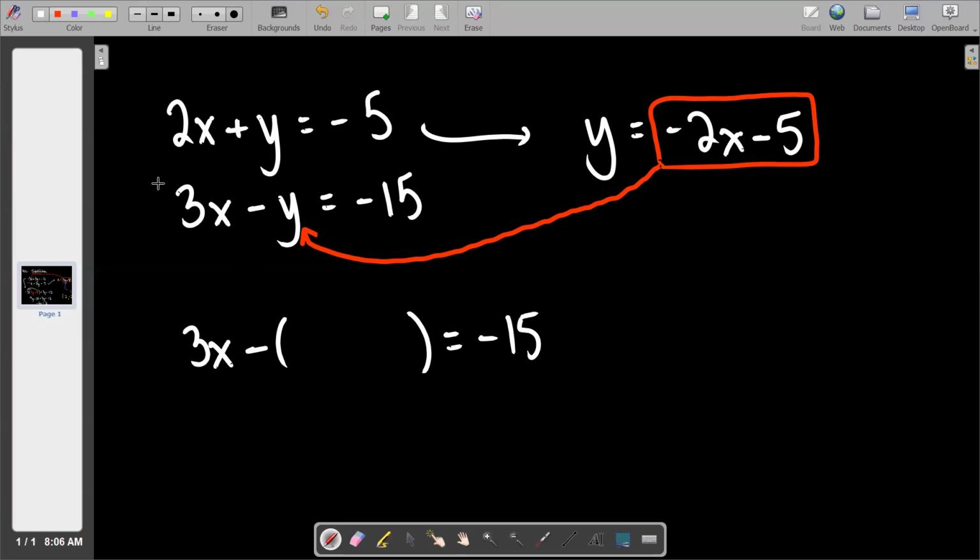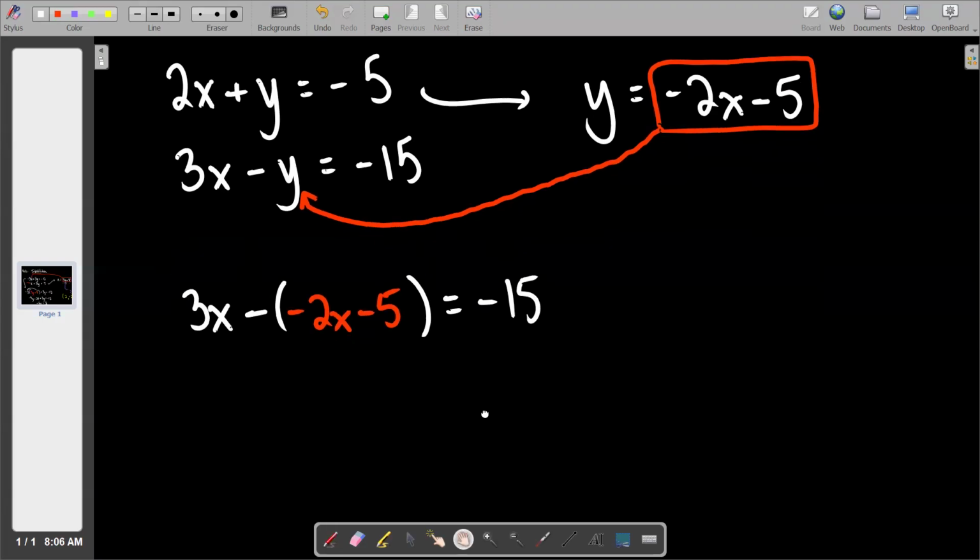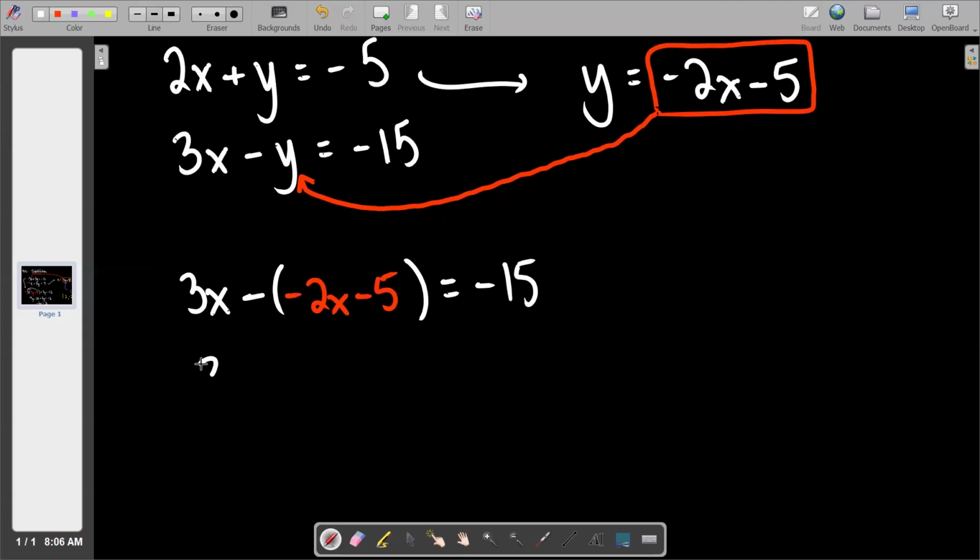And then if we put the boxed quantity in there, the boxed quantity is -2x minus 5. And again, we did it. We created an equation that we can solve. You cannot solve equations with 2 variables, but you can solve them when you get them down to 1, which is why we do this. What's our new equation going to say? 3x plus 2x plus 5.